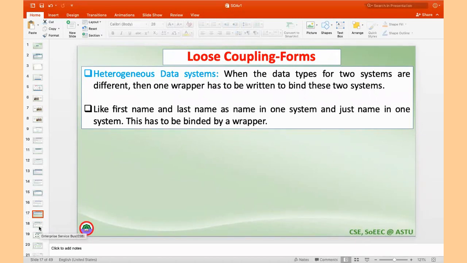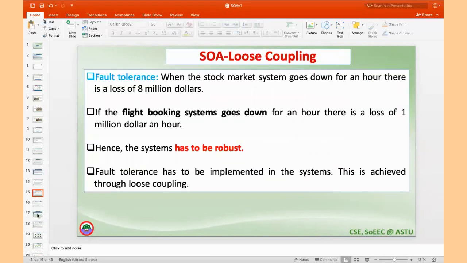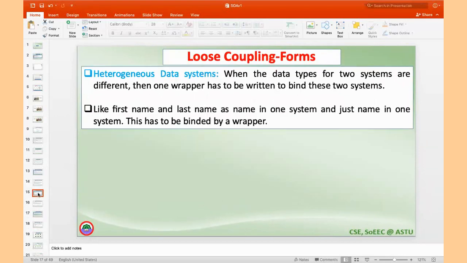That's how you can get this asynchronous implementation. That's the brief introduction about loosely coupling.